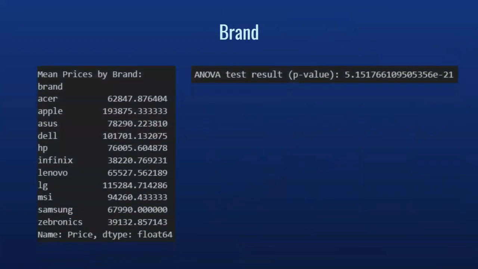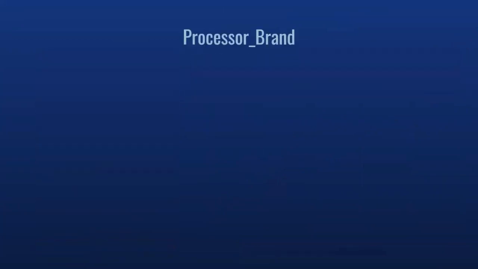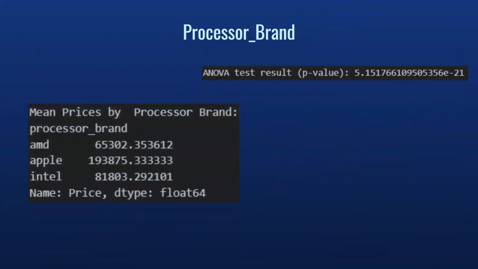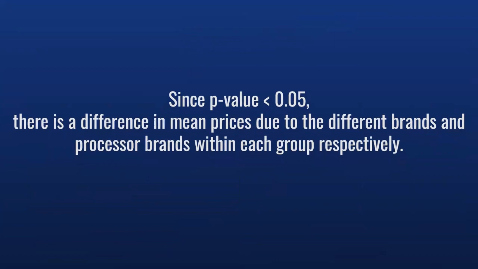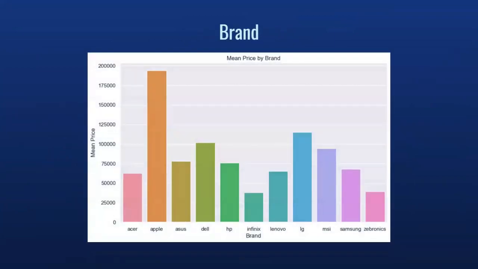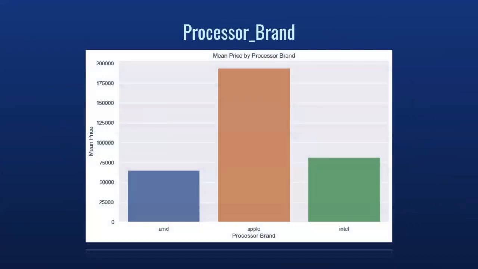This is the ANOVA test result of brand, and this is the ANOVA test result of processor brand. As seen by the extremely low p-value of brands and of processor brands, we determined that the difference in the price of laptops can be attributed to the difference in brands and processor brands respectively. To visualize this, we plot out bar graphs of the mean prices of different brands, as well as bar graphs of the mean prices of processor brands. Nonetheless, the data still does not provide us with a clear answer on which variable affects price the most.